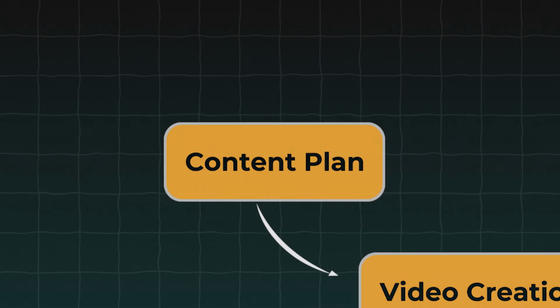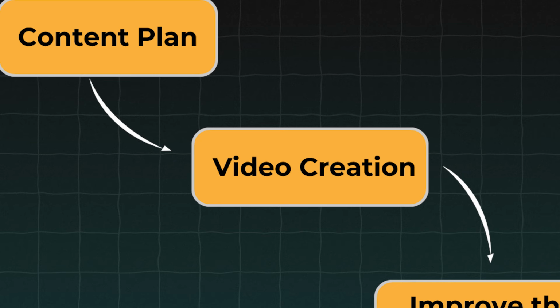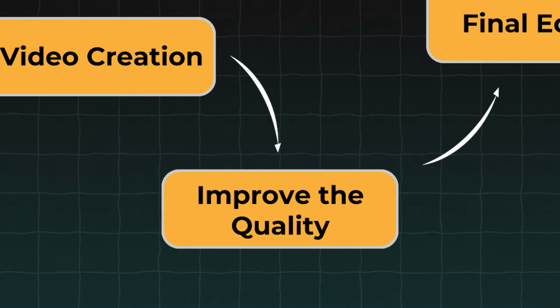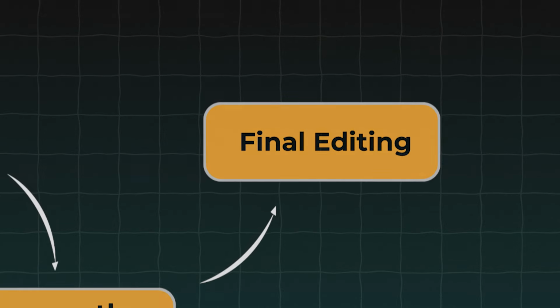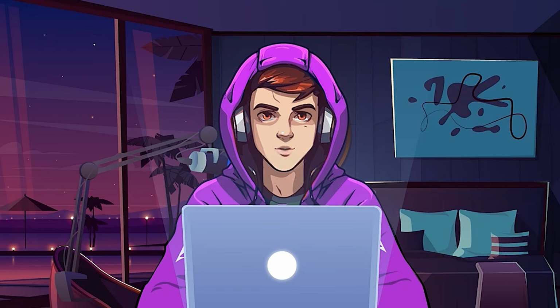First, we are going to create a content plan for this. Then, I will show you how to generate the videos for this category. And then, I will teach you a method to improve those videos with a free tool. Finally, we can complete the full process. First, we need to create a content plan. For that, I'm going to use ChatGPT.